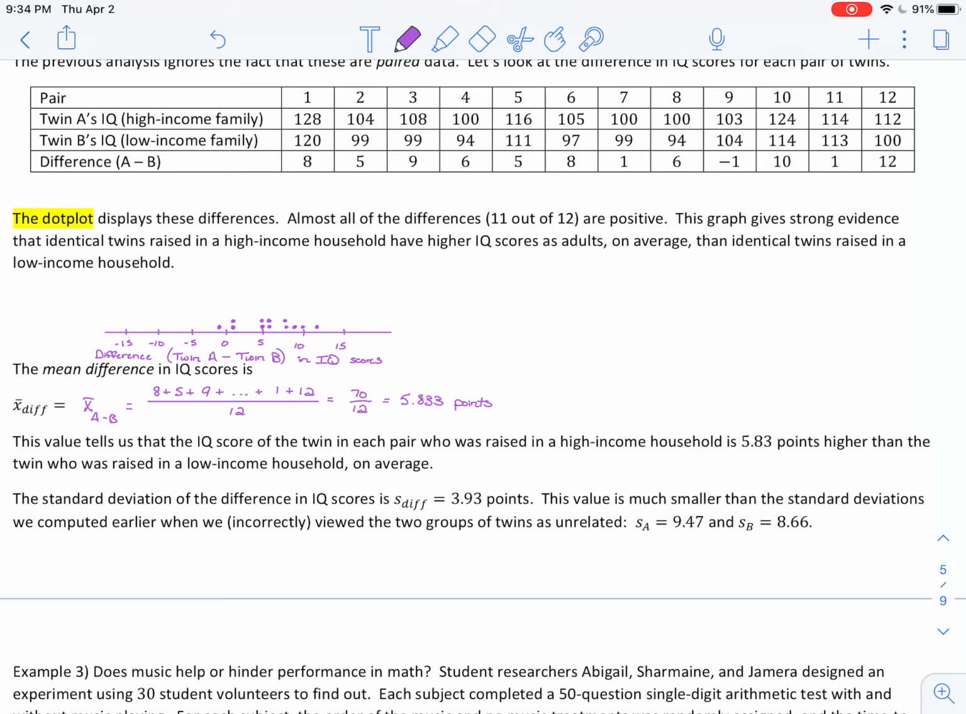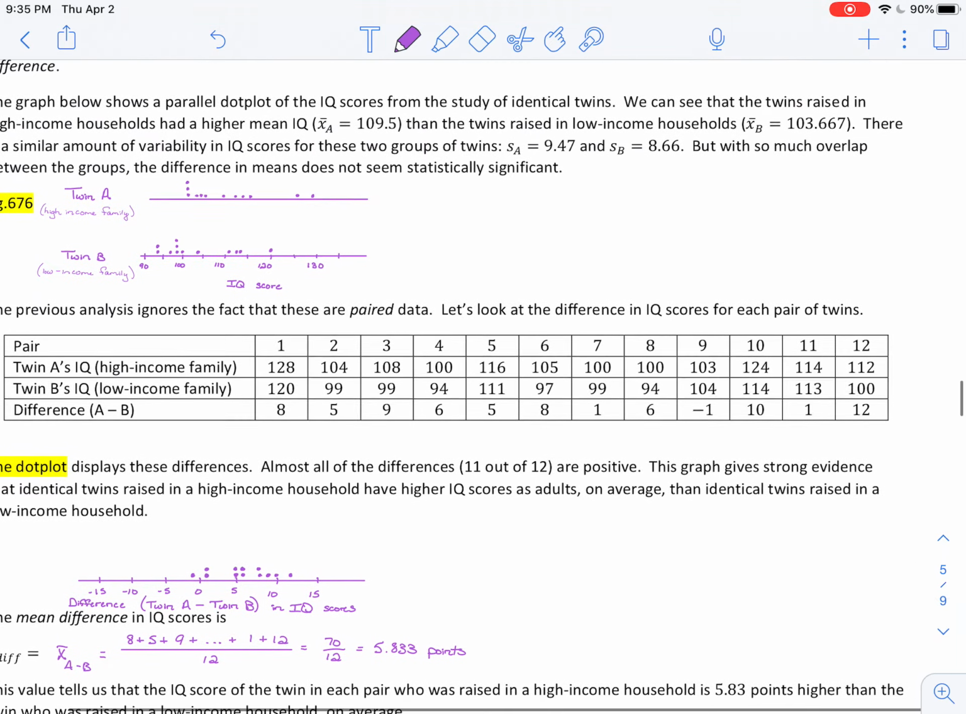We can then quantify that average difference, which is what this is denoting. It's the sample average of those differences, or the sample average of twin A minus twin B. I'm just taking those differences, I've summed them all together, and then I divided by 12. So I got 5.833 for that average difference. We're seeing that the IQ score of the twin in each pair who was raised in the high-income household is 5.83 points higher than the twin in the low-income household on average.